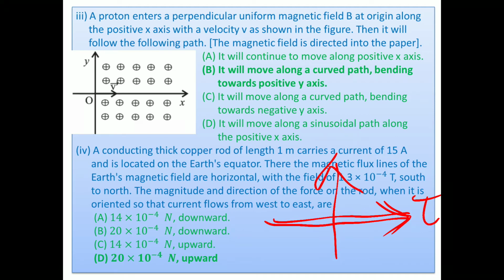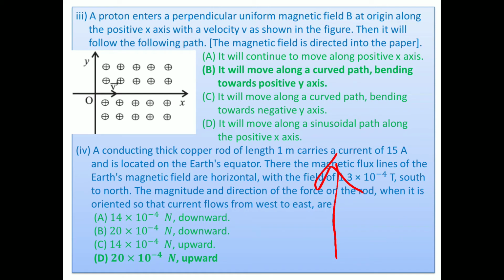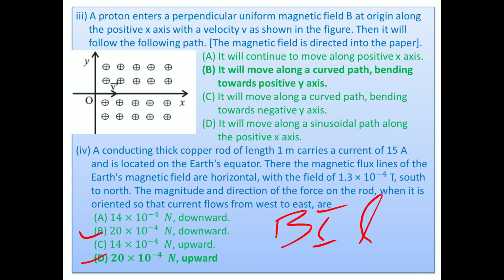Thereafter we find the magnitude of the force. Look here, the magnetic field and current are perpendicular, so the force is directly BIL. The magnetic induction is 1.3 into 10 raised to minus 4. The current is 15, and the length L is 1 meter. So 15 into 1.3 is approximately 19.5. Which answer should be correct? 20 is correct, 20 into 10 raised to minus 4. So option B or D should be there.